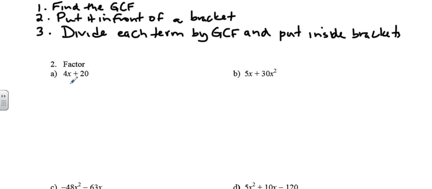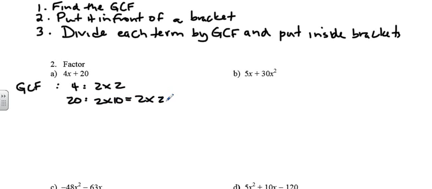Okay, see if we can do this. It says factor. So we're going to find the common factor. So GCF of 4 and 20 is, well, okay, if we want to do it the long way, we're going to say 4 is 2 times 2, and 20 is 2 times 10, which is also equal to 2 times 2 times 5. So the GCF is going to be 2 and 2. There's 2 common here, 2 2's common to both, right? Each set of these has 2 2's. So the GCF is just 4.